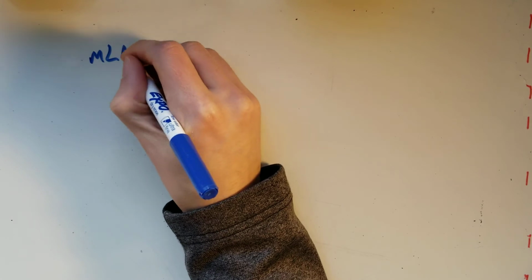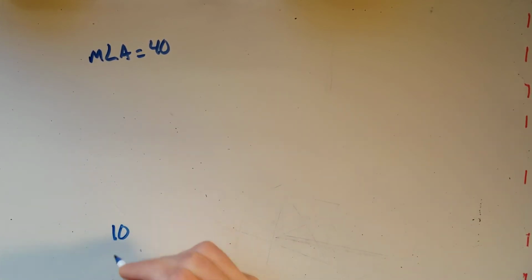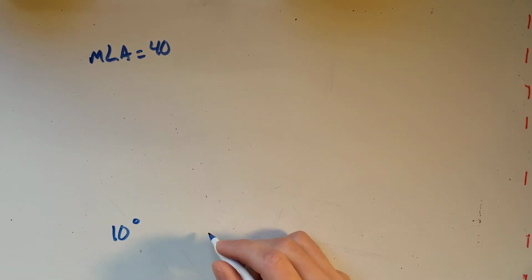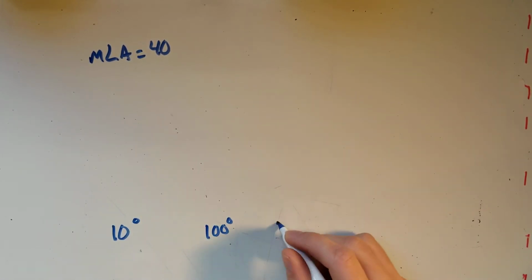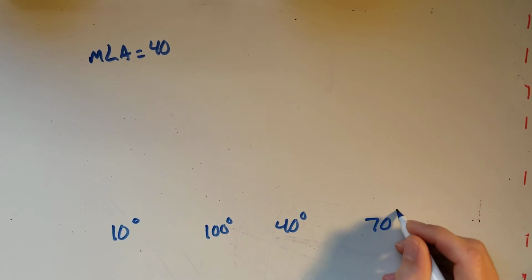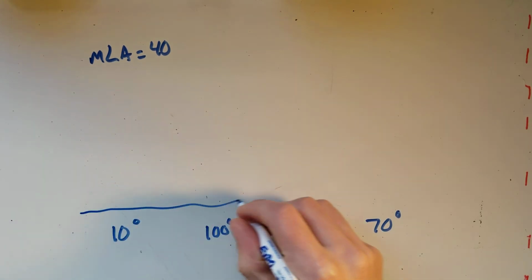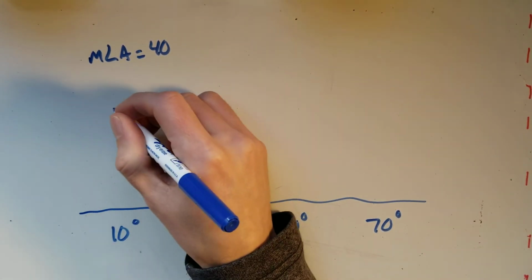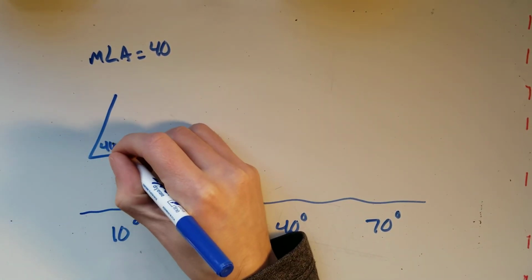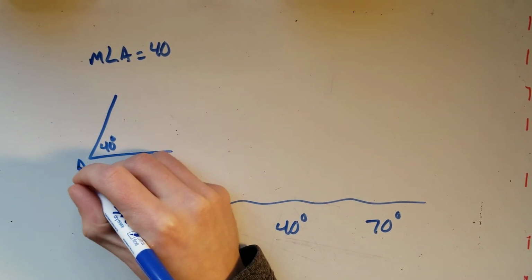So it says an isosceles triangle has an angle that measures 40 degrees. We'll call it A. Measure of angle A measures 40 degrees. What other angles could be in that isosceles triangle? And our options are 10 degrees, 100 degrees, 40 degrees, and 70 degrees. So let's look at the first possibility. Here's our answer possibilities. We're selecting all that apply. First possibility, we know one angle is 40 degrees.